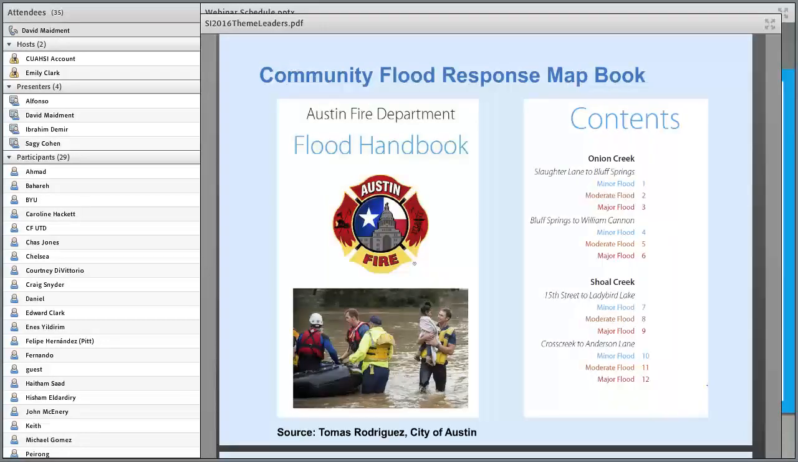So the next theme is flood emergency response. And the question that we're trying to answer is, how does the first response community actually benefit from all this information that we're generating from the science that you've just been hearing? And this is a community flood response map book that we've been working on with the City of Austin that shows detailed flood mapping for sections of our city, from one road to the next road, according to minor, moderate, and major flooding.